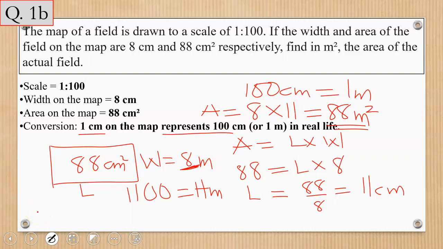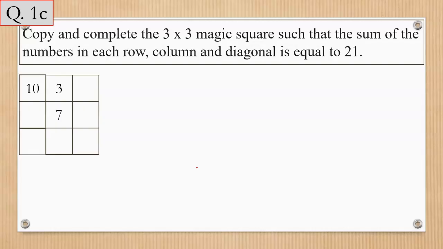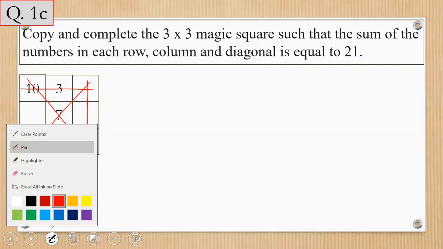Now let's take the last question for question number 1. The last question says copy and complete the 3 by 3 magic squares such that the sum of the numbers in the row, the column, and the diagonal is equal to 21. That means all the rows should add up to 21, all the columns should add up to 21, and the diagonal should add up to 21. That is what the question wants us to do.